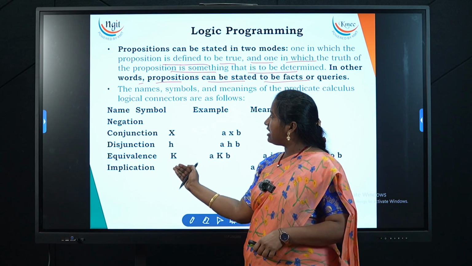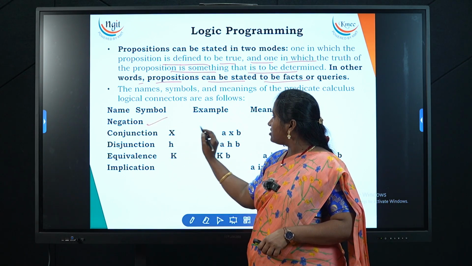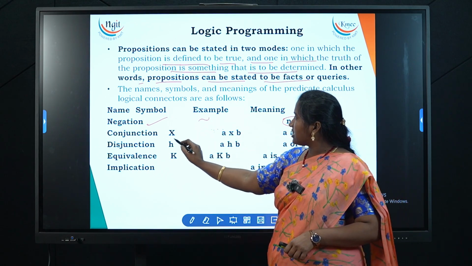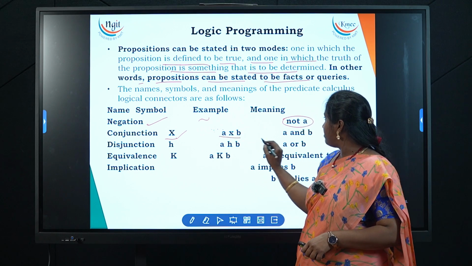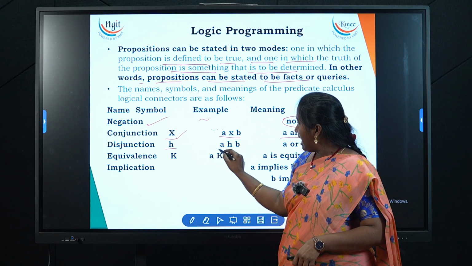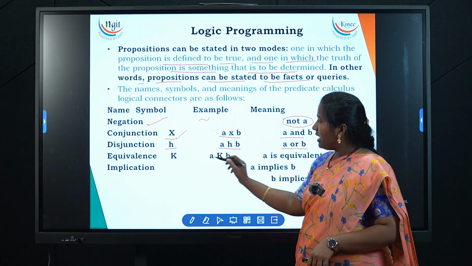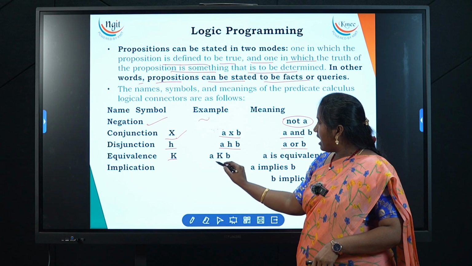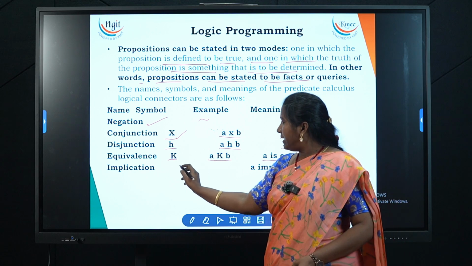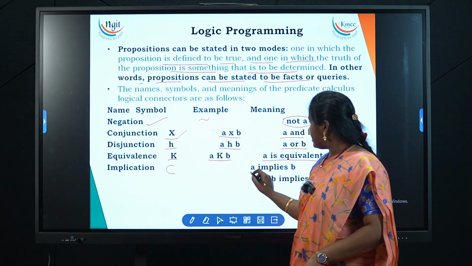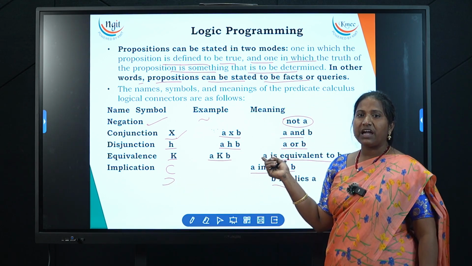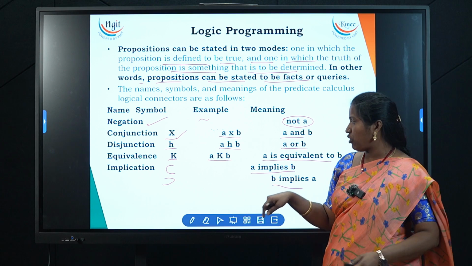So there are some relations we can identify. Negation is a symbol something like this, and we say it is not A. For conjunction we use this symbol, A and B, we say it. Disjunction is represented with this, A or B. Equivalence will be represented with this symbol, and we say it is A equivalent to B. Implication we use this symbol, and we say A implies B and B implies A. So these kinds of relations you will find in Prolog programming.